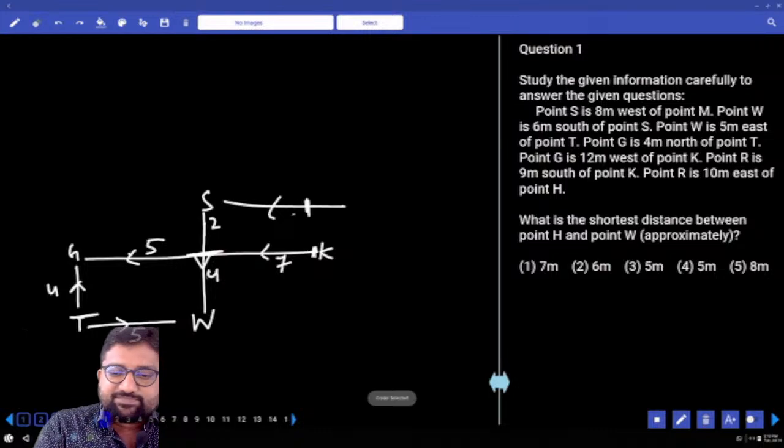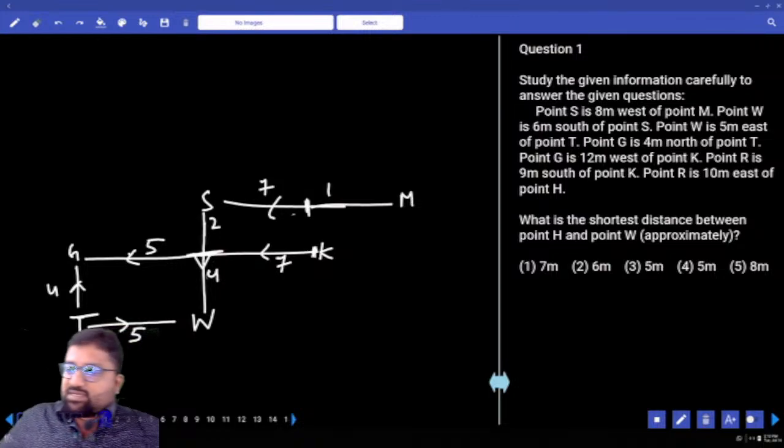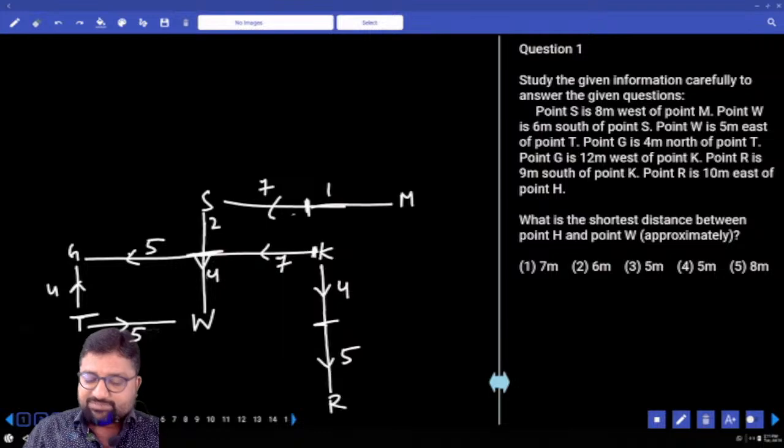The other one is done. Next line please. Point R is 9 meters south of point K. South, and I need to go towards down. This distance that I have covered is 4. I need to go for another 5 and this is R.